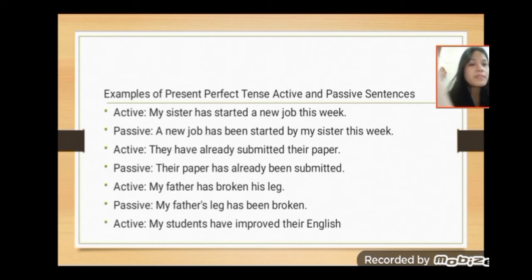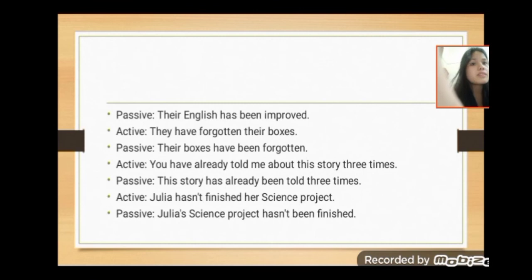Examples of present perfect tense, active and passive sentences. Active: my sister has started a new job this week. Passive: a new job has been started by my sister this week. Active: they have already submitted their paper. Passive: the paper has already been submitted. Active: my father has broken his leg. Passive: my father's leg has been broken. Active: my students have improved their English. Passive: their English has improved.